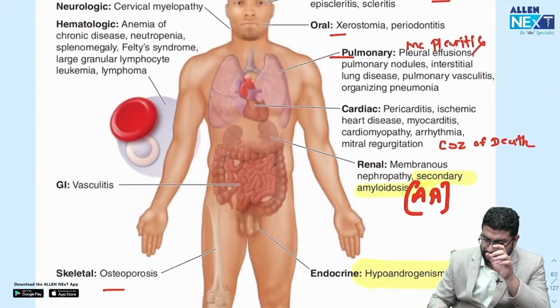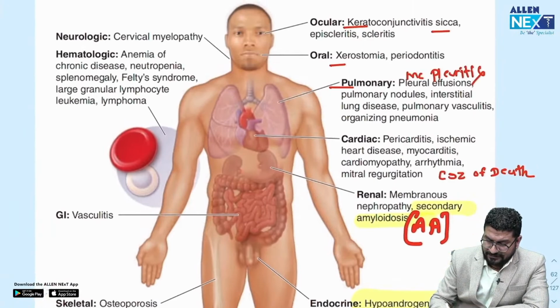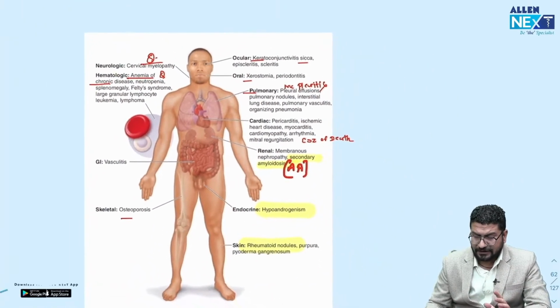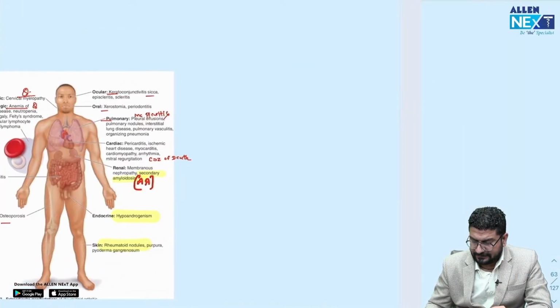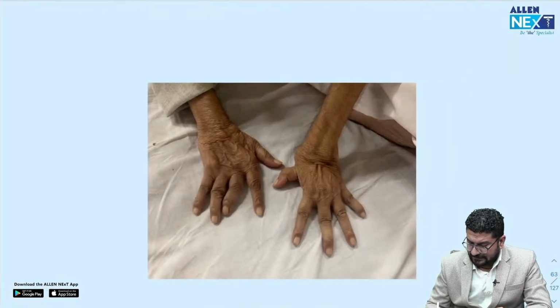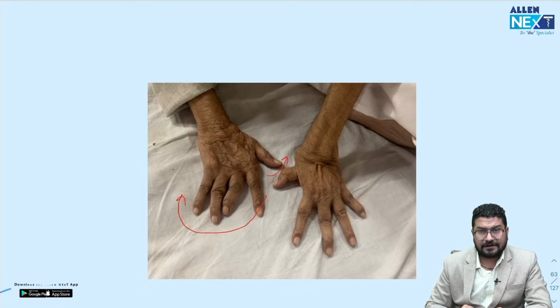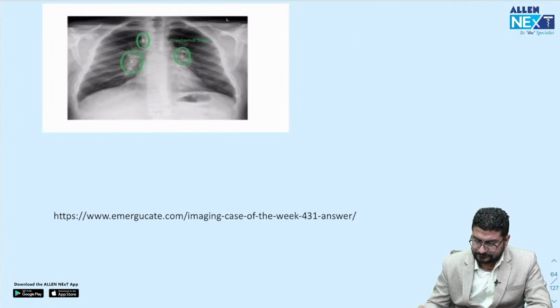Risk of osteoporosis, vasculitis, and the most common is anemia, that is anemia of chronic disease. There will be cervical myelopathy, meaning C1, C2 vertebra. So these are some extra-articular features that we see in a patient of rheumatoid arthritis. You can see the fingers are deviated towards the ulnar side, the thumb is deviated towards the radial side. We see this in a patient of rheumatoid arthritis.